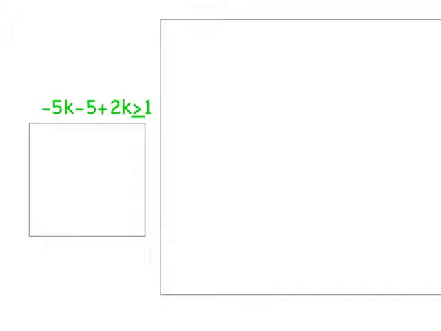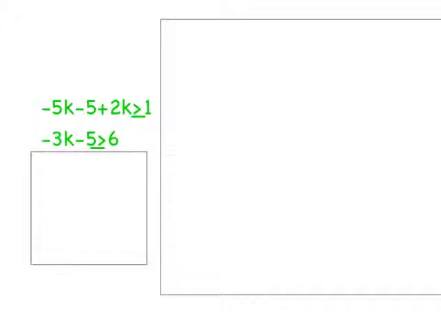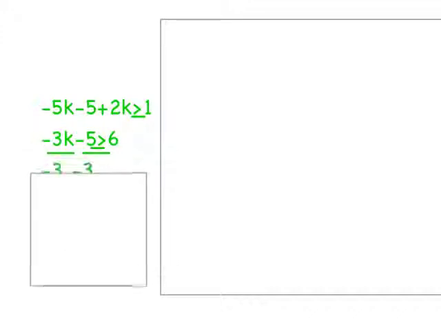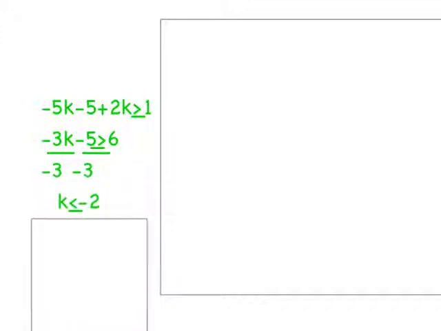First, we need to combine 5k and 2k. Because there is an addition sign before 2k, you need to add them. Add 5 to both sides. So the problem is this. Then divide by negative 3. Because it's divided by a negative number, switch the signs. K is less than or equal to negative 2.